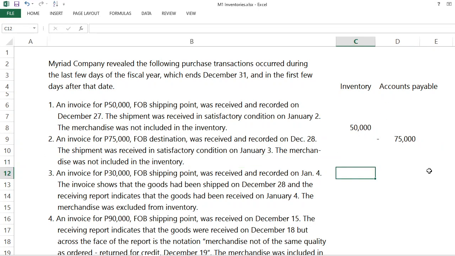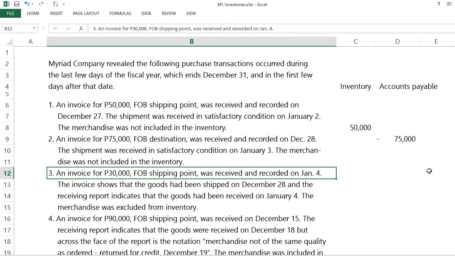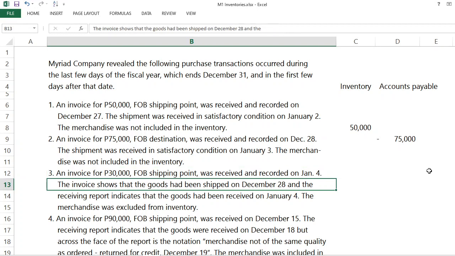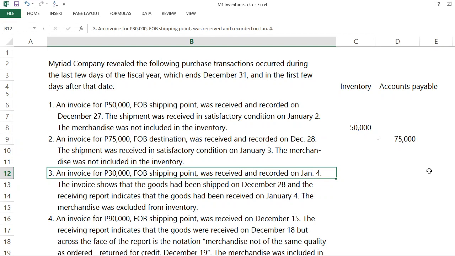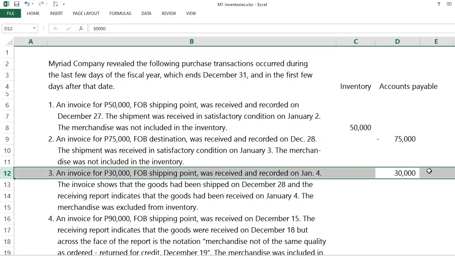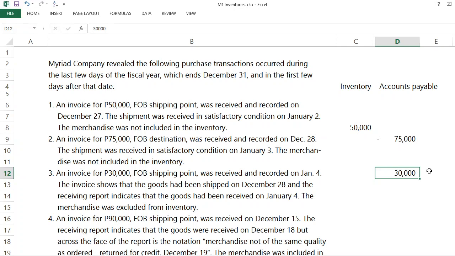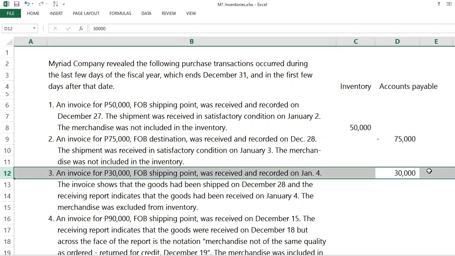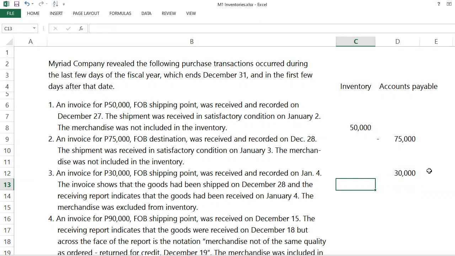Number three. An invoice for 30,000, shipping point again, we are the buyer, shipping point, so it is ours. The invoice was received January 4. The invoice shows that the goods had been shipped December 28. Shouldn't it be ours since it is shipping point? But it was not recorded. So, we should record 30,000 accounts payable. It was not recorded by December because the invoice only arrived in January. Without an invoice, there is no record. But for the sake of adjustment at year-end, since it is FOB shipping point, we record it as accounts payable. Now on to the inventory.